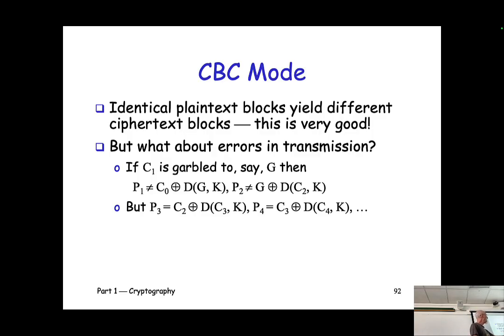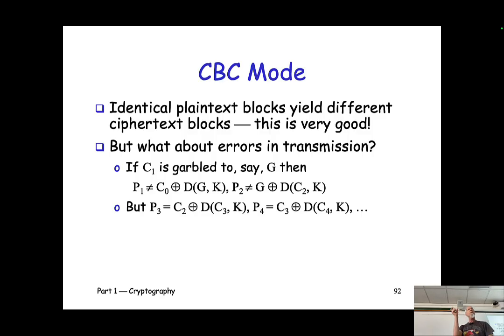Why? Because this C1 is only used in 2 consecutive blocks. It's not used in any of the subsequent blocks or any of the blocks that come before. So it's not great, because even if there's 1 bit in error in this block, you have 2 entire blocks here that are messed up. It sort of expands the error, but it doesn't go on forever. It washes out after a couple of blocks.